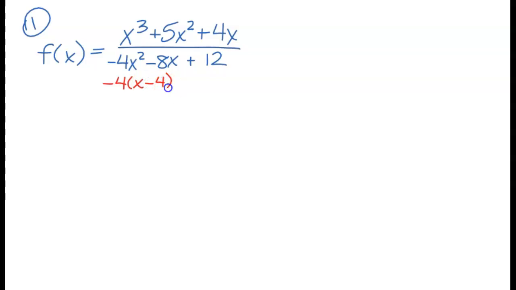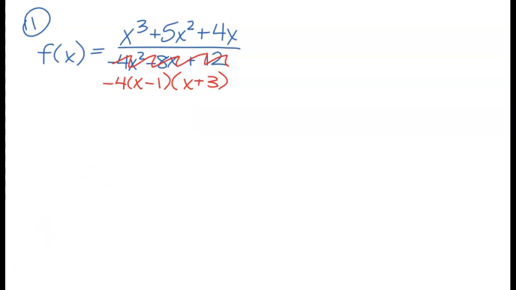Minus 4, and was it? No. Well, then let's try this again. You took out a negative 4, x minus 1, and x plus 3. Yes? Okay. So that's the new denominator.